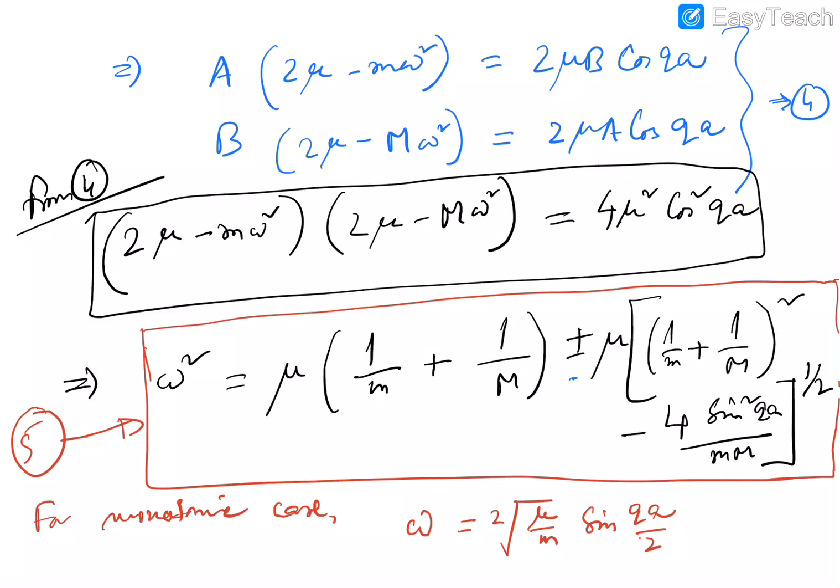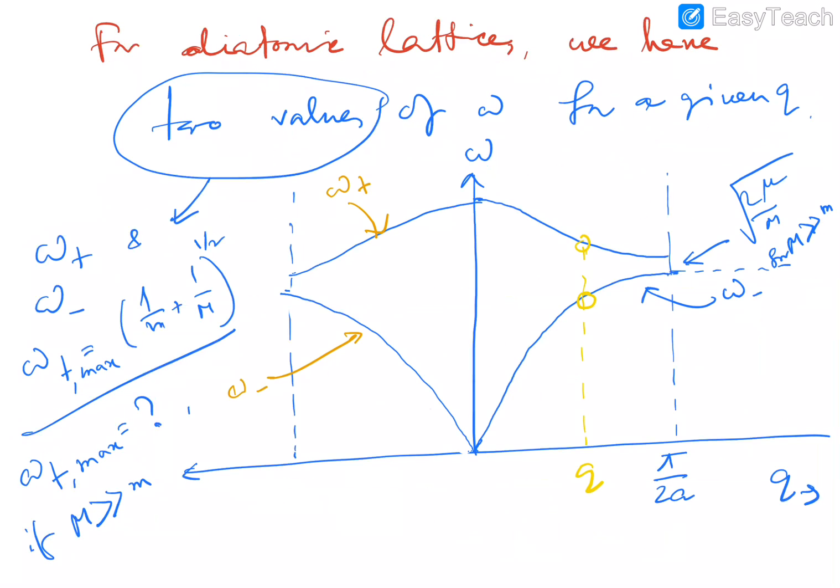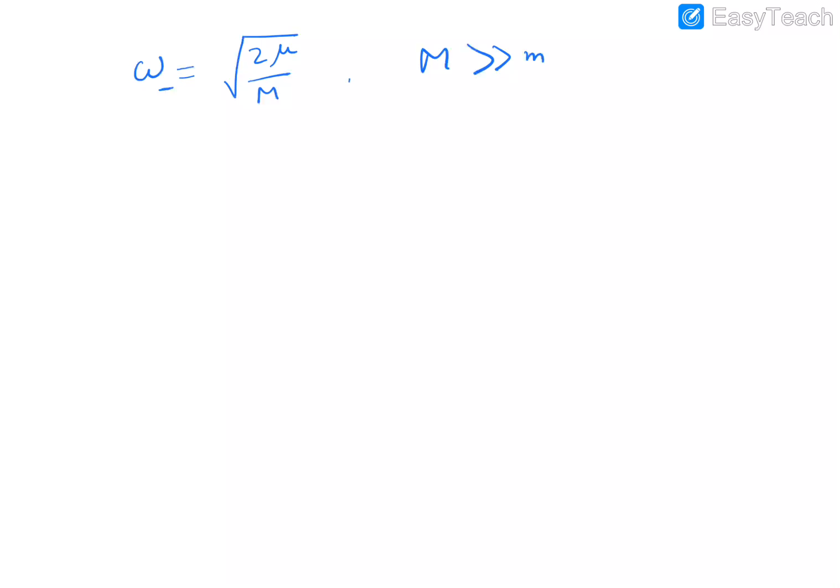So what you see here is that when q equals 0, omega plus is not 0. So therefore it is a higher frequency. That means at very small q, that is, long wavelength, these kinds of frequencies can be excited. So what is the significance of this?